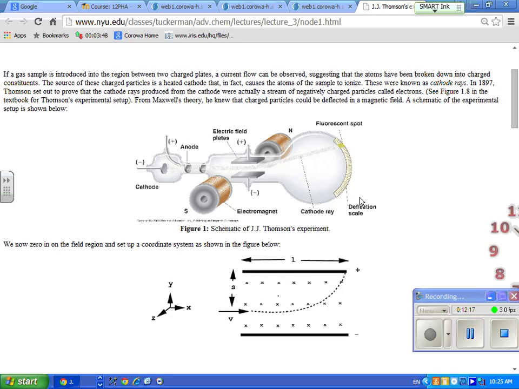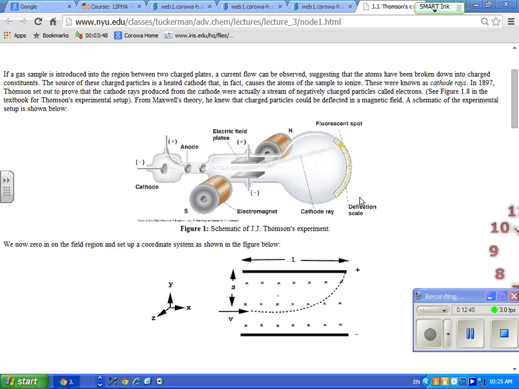What you can see here is a diagram or representation of what a lot of people would regard as his classic experiment, I suppose. And if you're asked to explain his experiment, drawing that would be a particularly useful type of diagram. Now you'll notice something here. First of all, you have a cathode.